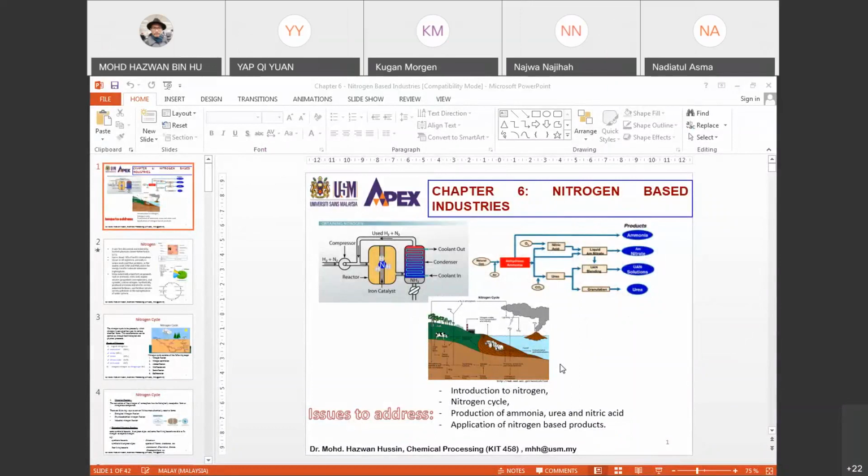so nitrogen-based industry, this is actually completely different from the other 5 chapters that we have learned. The first chapter is more on inorganic materials. Nitrogen is still considered as inorganic, but I think in this chapter you will learn materials with a slight organic aspect.